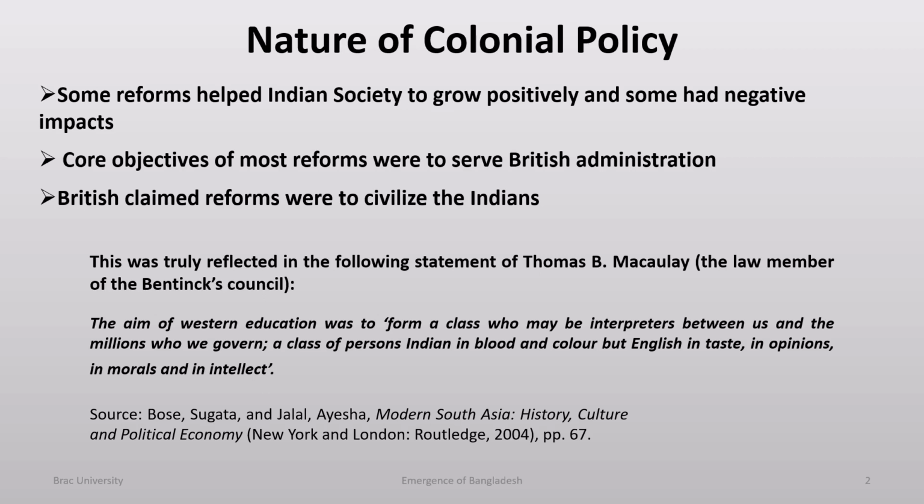If we look at the changes and reforms done by the British, it seems very clear that most of the changes were brought to serve the British. However, there were also some reforms which significantly pushed Indian society forward very positively. In this trajectory, there are two academic discourses.